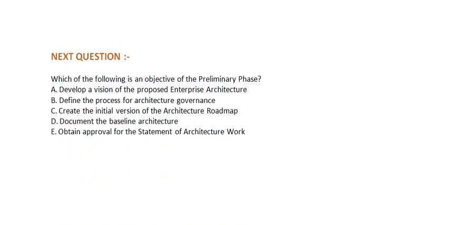Next question is, which of the following is an objective of the preliminary phase? Option A, develop a vision of the proposed enterprise architecture. Option B, define the process of architecture governance. Option C, create the initial version of the architecture roadmap. Option D, document the baseline architecture. And option E, obtain approval for the statement of architecture work. The correct answer is option B.